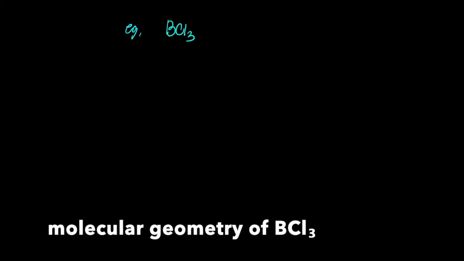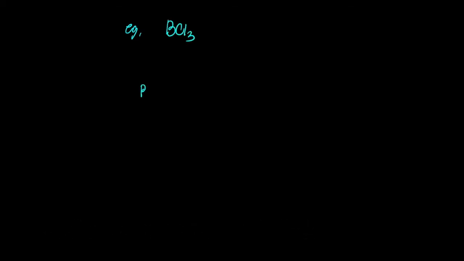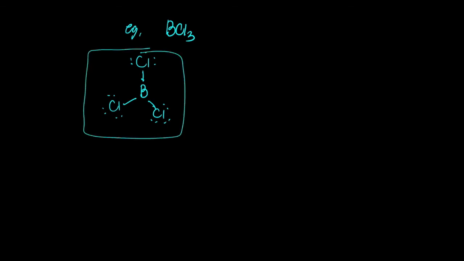boron trichloride. So boron is in group 3, so it has 3 dots, right? Chlorine is in group 7, so we have 7 dots over here, and then we connect some lines to make the bonds, and we stop. Boron is a rule breaker. It's bizarre, and so that's the structure. That's the Lewis structure. Now, we want to count different things here.